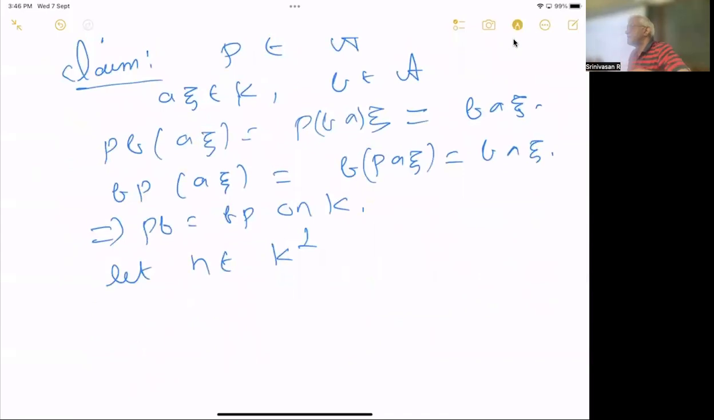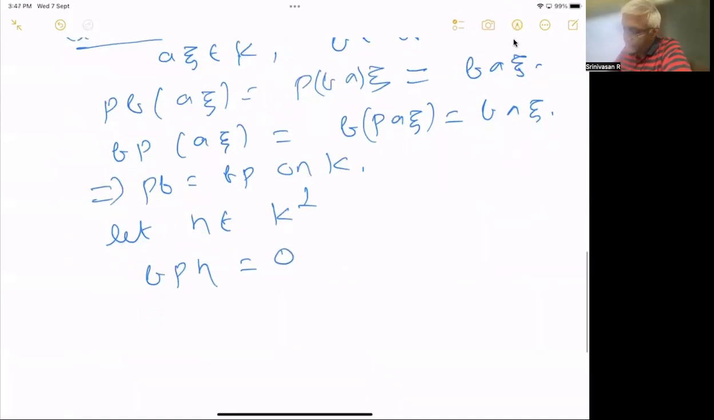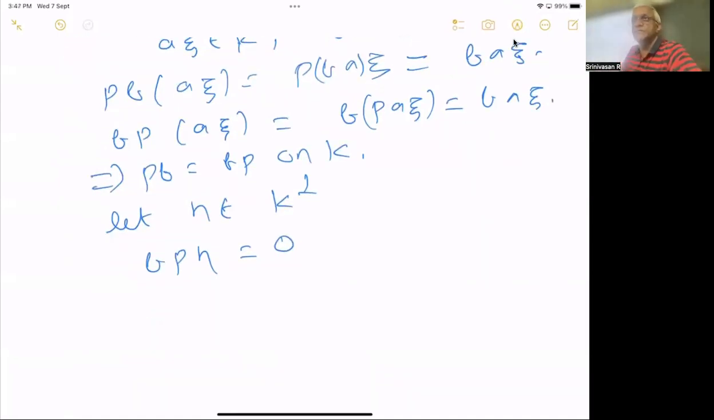That is, eta is in the orthogonal complement. The inner product of eta with any vector in K is 0. That's what it means. Now let us act PB on eta. No, first BP eta. P eta is 0, right? Because capital P is the orthogonal projection onto K, and eta is in K perp. So P eta is 0, so this is equal to 0. Now we have to say that PB eta is also 0.